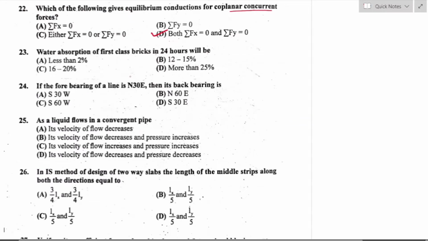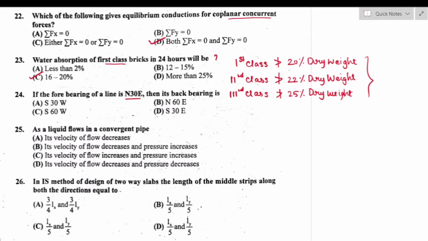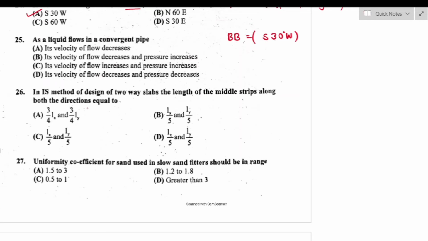Question number 23. Water absorption of first class bricks in 24 hours will be. The water absorption for first class bricks in 24 hours shall not exceed 20% of its dry weight. For second class bricks 22% and for third class bricks it should not exceed 25% of its dry weight. Question number 24. If the fore bearing of a line is north 30 degree east, then its back bearing will be south 30 degree west. Option A is the right answer.